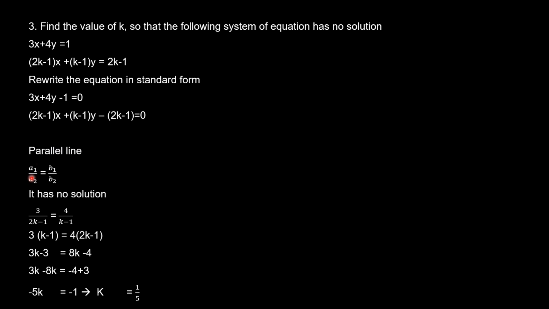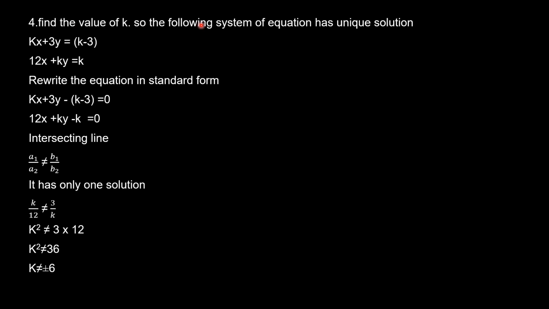Parallel line means a1 by a2 equal to b1 by b2. That means 3 by 2k minus 1 equal to 4 by k minus 1. So, cross multiplying, 3 into k minus 1 equal to 4 into 2k minus 1, you will get k equal to 1 by 5.